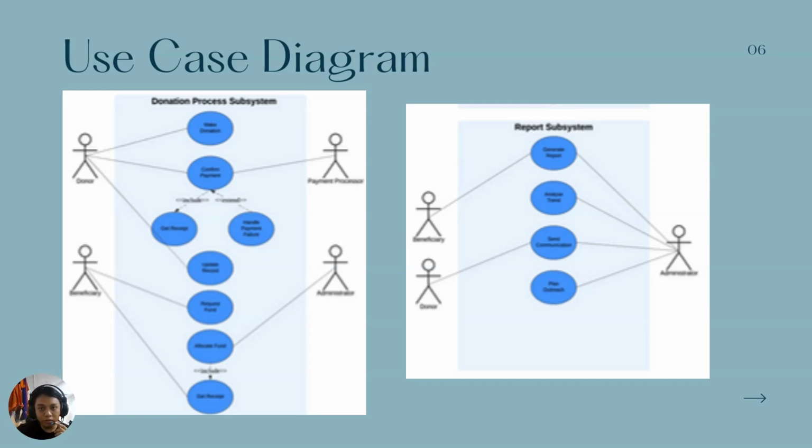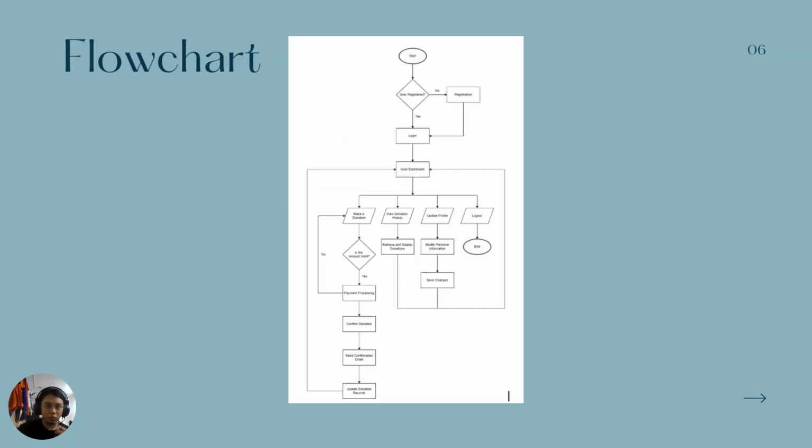So the user will use the report to analyze the trending for further development for the system or the business entirely. Then the dana will send a communication. Then the administrator will send a communication to update the dana for the plan or any update for your donation. Then they will plan an outreach for the planning of the business entity. Okay, so we will be moving to the flowchart.